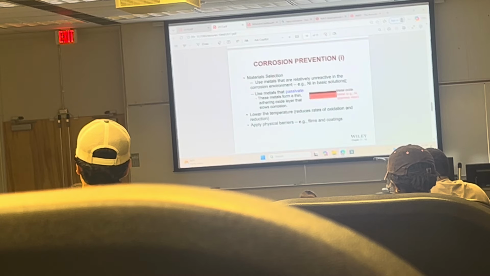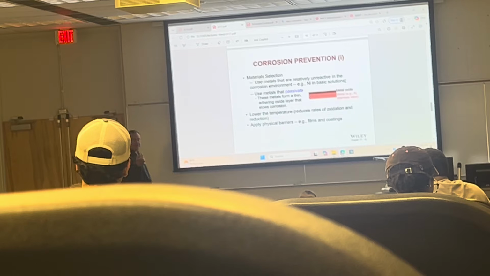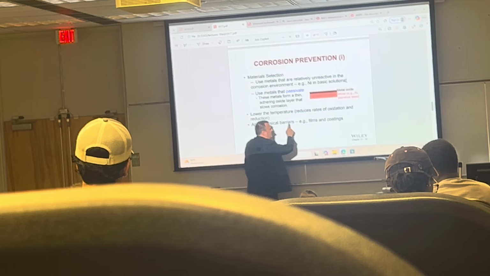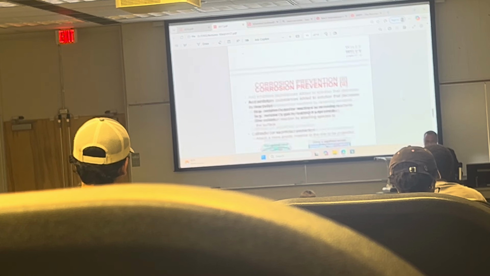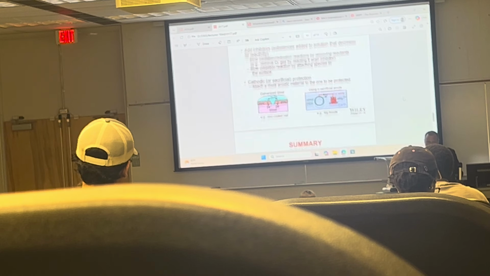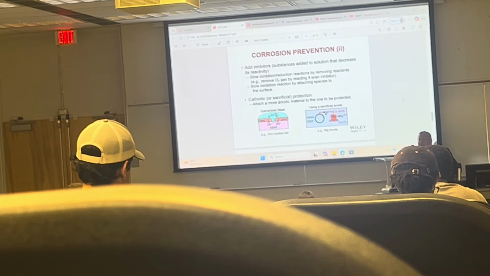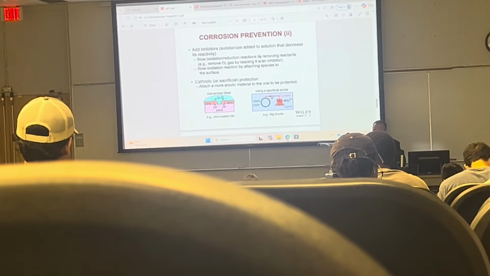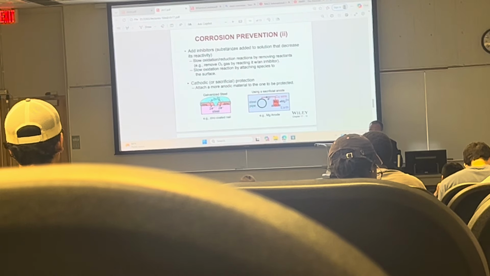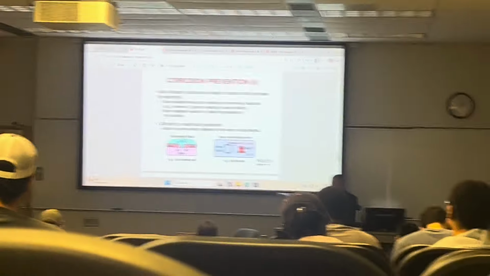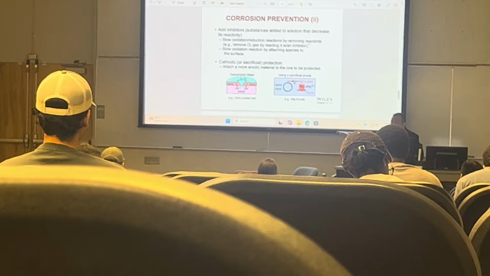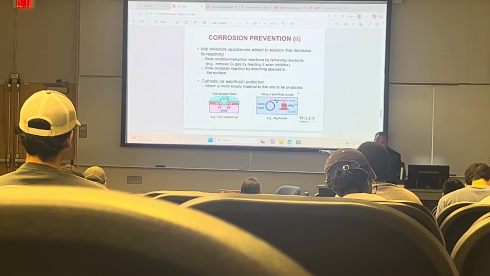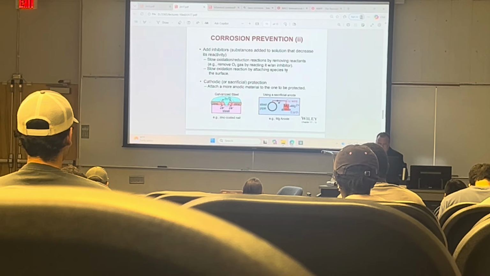Lower the temperature. Why? Because it's all about that exponential dependence on the temperature. Apply a physical barrier, a film or a coating. Paint it, but it has to be the right kind of paint. There are special materials which are called inhibitors. These are treatment additives that are added into the solution to reduce its reactivity. They slow oxidation or reduction reactions by removing the reactants. Get rid of oxygen with the help of the inhibitor.